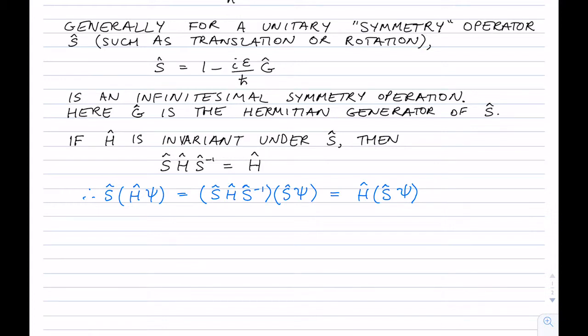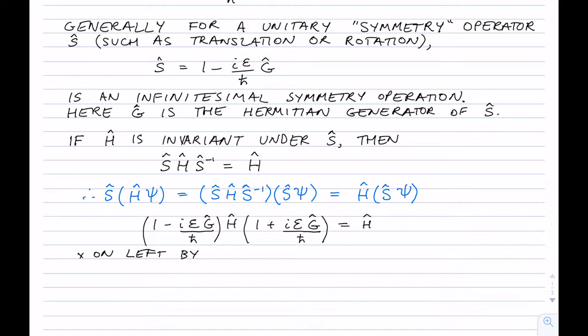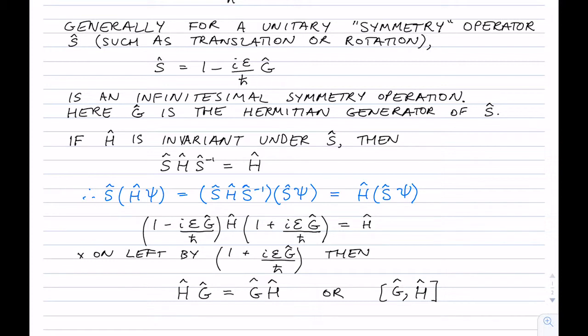Furthermore, if I expand S in terms of the generator g, we have to remember here that g is Hermitian. And now if I multiply it on the left by 1 plus i epsilon g over h bar, then I'll get that g commutes with H, to order epsilon squared.